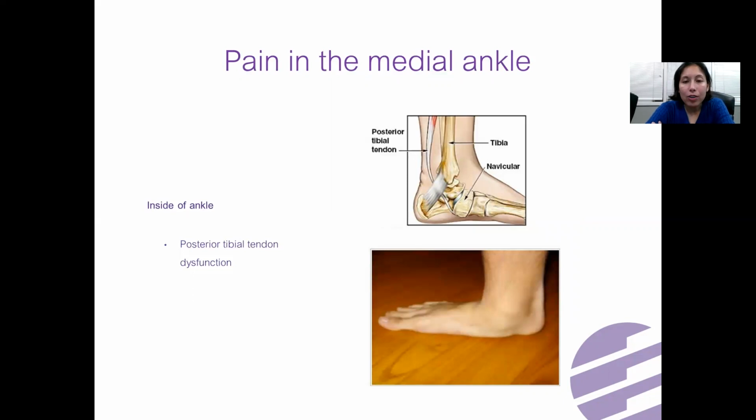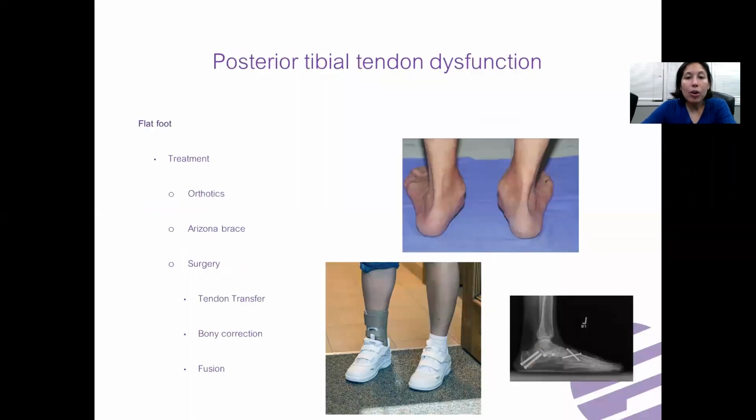On the inside of the ankle or the medial ankle, most oftentimes I see people come in with a flat foot deformity or what we call posterior tibial tendon dysfunction. The posterior tibial tendon is a tendon that actually runs on the inside of the ankle. And this tendon can actually contribute to people being flat footed. So most of the time that I see pain in the inside of the ankle, it's due to this dysfunction. With posterior tibial tendon dysfunction, these patients will often present with a flat foot deformity.